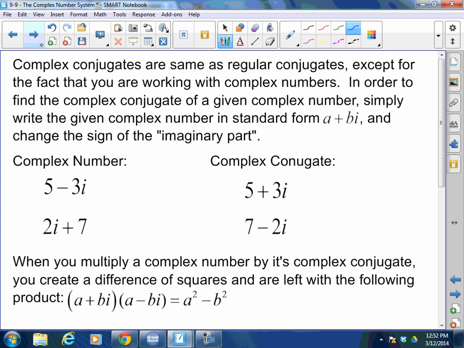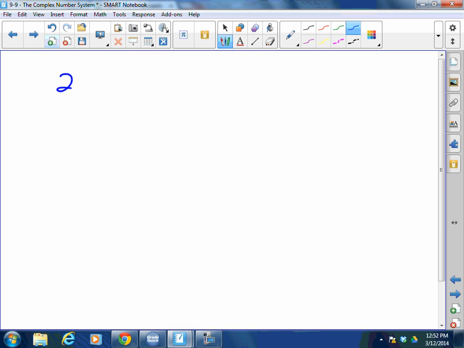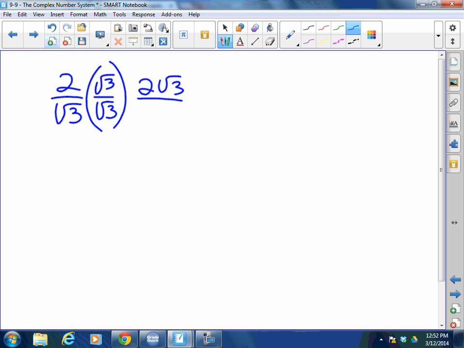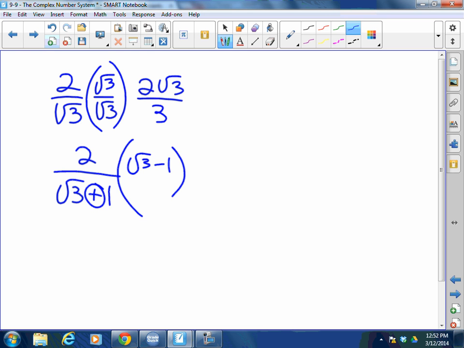Okay. Now, complex conjugates. Conjugates kind of messed you guys up. Okay? Real quick. If I have 2 over square root of 3, the conjugate here is straight up just the square root of 3. But if I have 2 over square root of 3 plus 1, guys, the conjugate, remember I told you, a lot of you forgot this on the test. You just make that a negative. So it's square root of 3 minus 1, square root of 3 minus 1, and then you distribute. 2 square root of 3 minus 2 over.